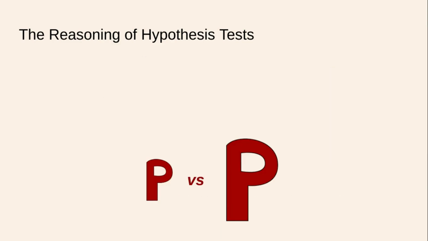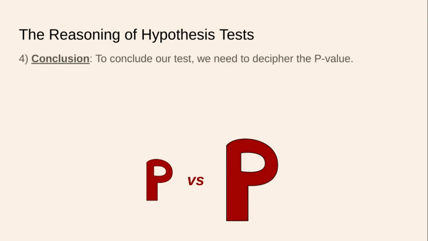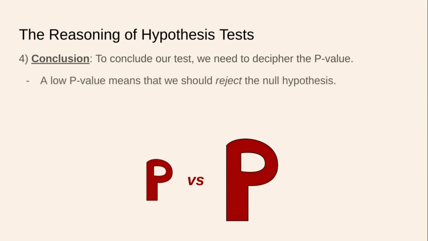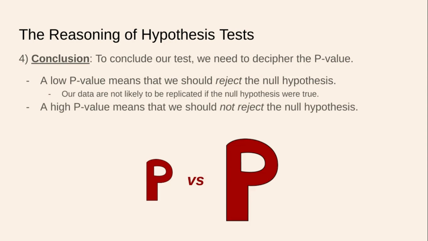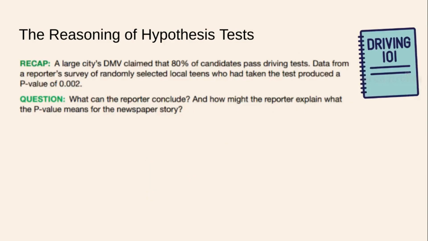So, we make a conclusion. To conclude our test, we need to decipher the p-value. A low p-value, of course, means we should reject the null hypothesis, and our data are not likely to be replicated if the null hypothesis were true. And of course, a high p-value means that we should not reject the null hypothesis. Our data could, if we had a high p-value, reasonably be replicated if the null hypothesis were true.